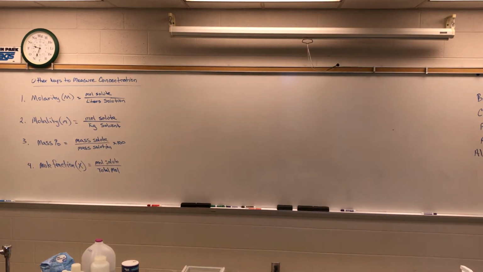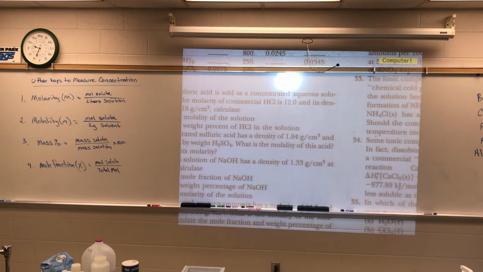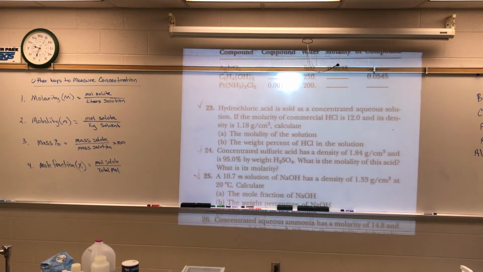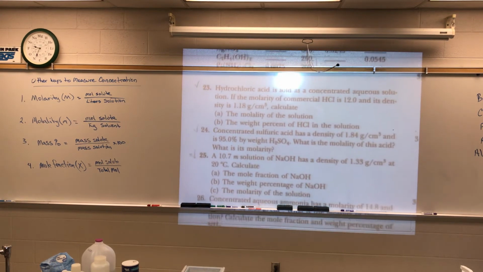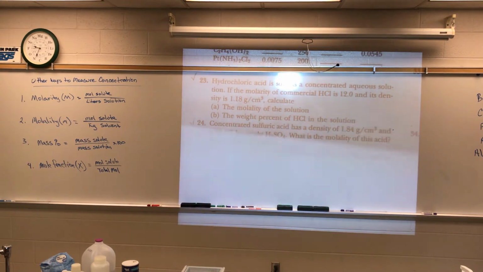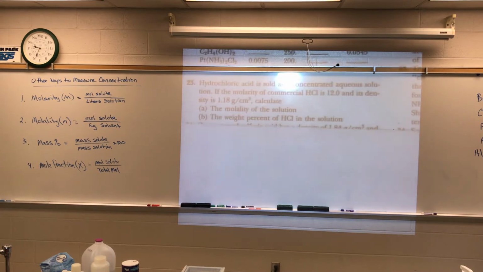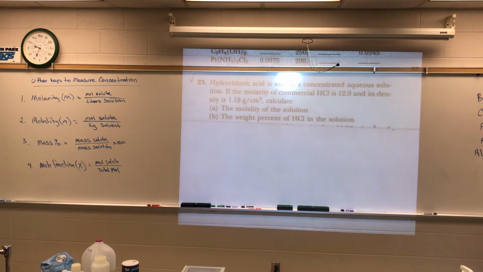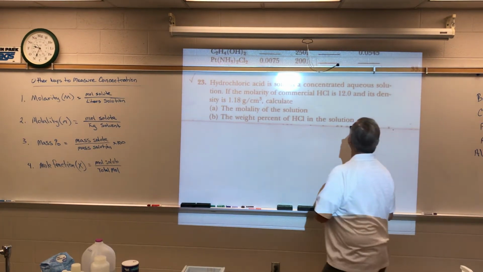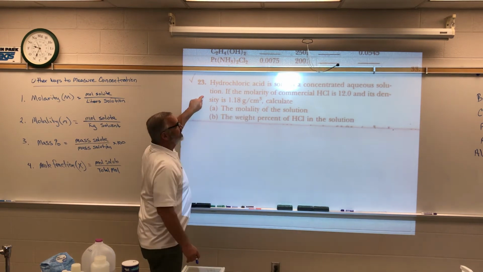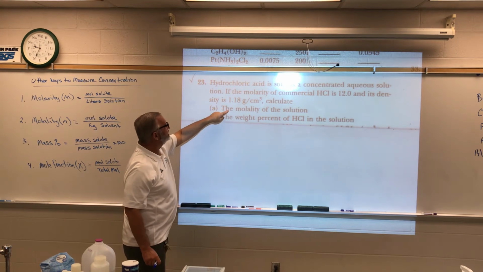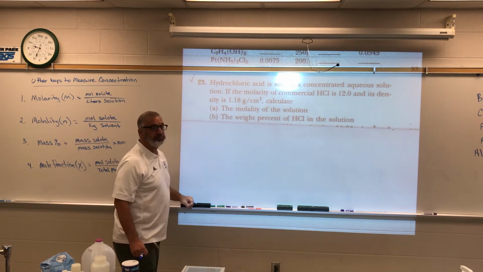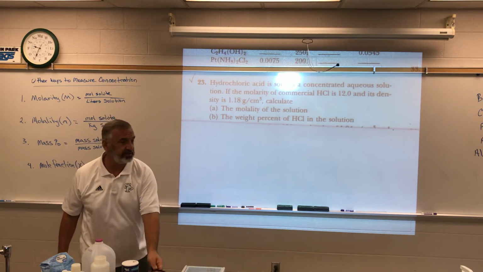Okay, so when we look at number 23 right here. It says, hydrochloric acid is sold as concentrated aqueous solution. If the molarity of the commercial HCl is 12.0 and its density is this, calculate the molality and the weight percent. Weight percent and mass percent are the same.